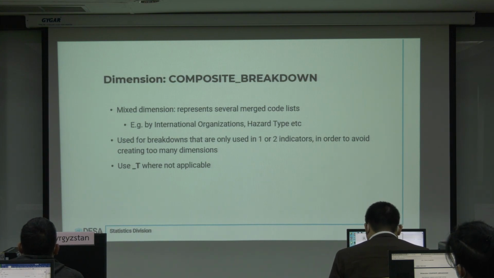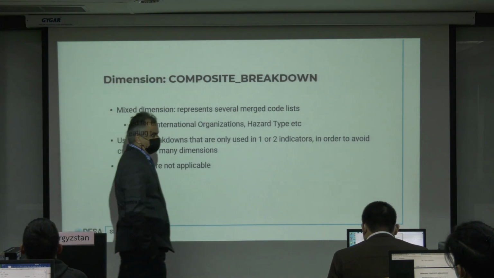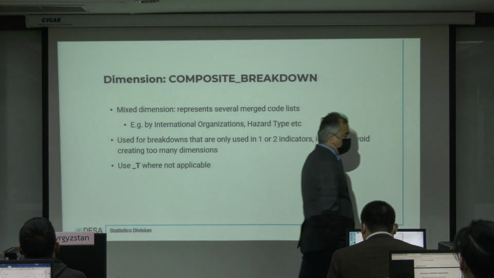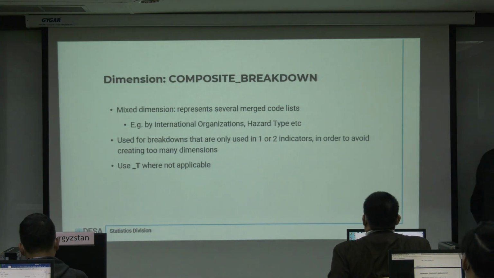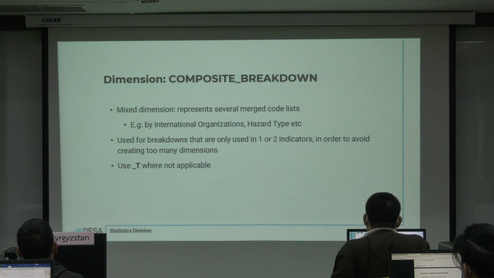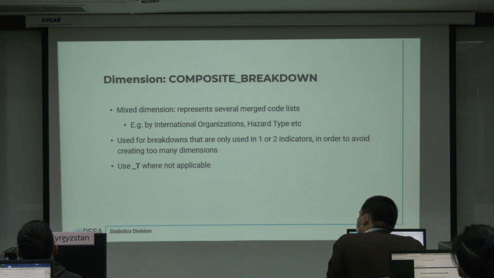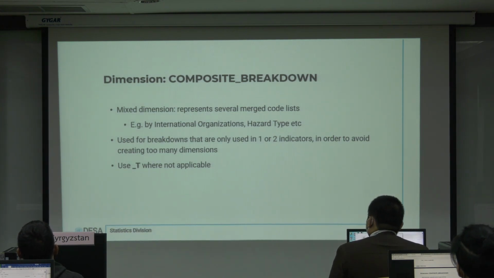However, the SDG data structure definition has 16 dimensions already. And there are many indicators which are broken down, which are disaggregated by a dimension, by a breakdown that is not used in any other indicator.